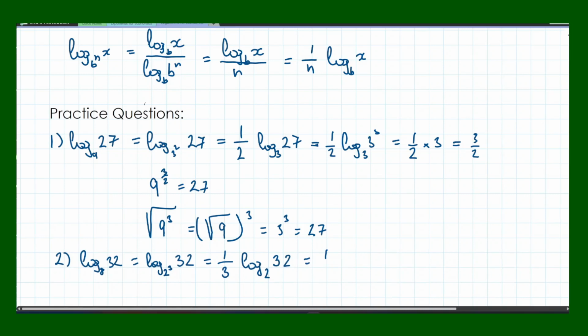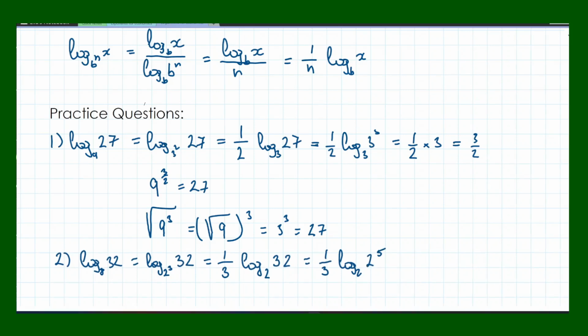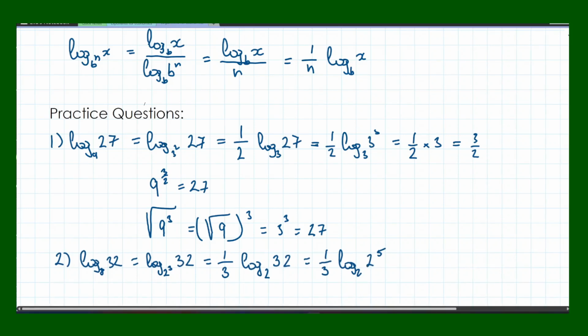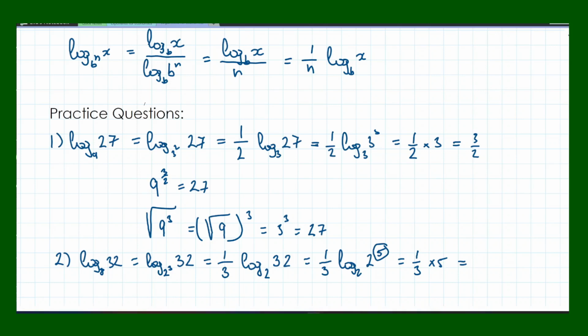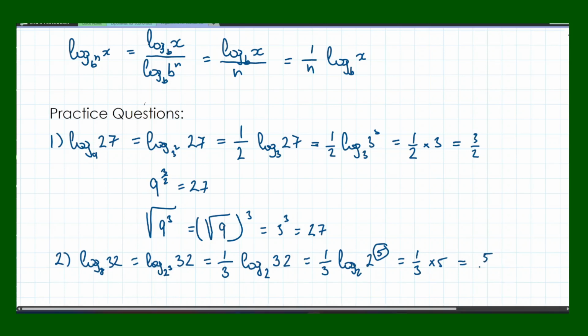Okay, so now I'm keeping the 1/3 and I'm keeping the log base 2, but now I remember that 32 is 2 to the 5. And again, just like in the previous example, this can be replaced by just the exponent. So the whole expression is going to cancel down to 1/3 times 5. And remember, when you multiply a fraction with a whole number, you just multiply the numerator. So that's going to be 5 over 3 as the final answer.